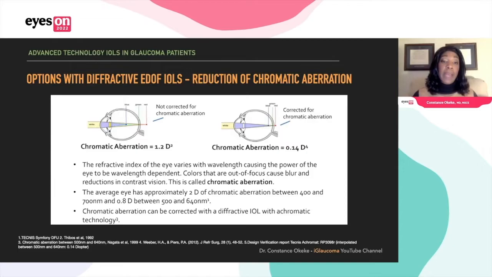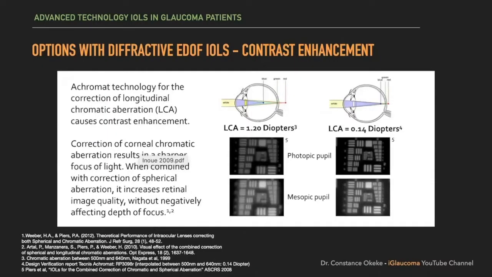And the chromatic aberration does have the ability to be corrected with diffractive IOL technology. And here we have the ability to use this technology to correct the elongated chromatic aberration and then allow for this to increase contrast. And then also with the ability of correcting corneal chromatic aberration, this allows for a sharper focus of light. And this combined together can help to increase the retinal image to allow for more ability to see more sharply without affecting the depth of focus.